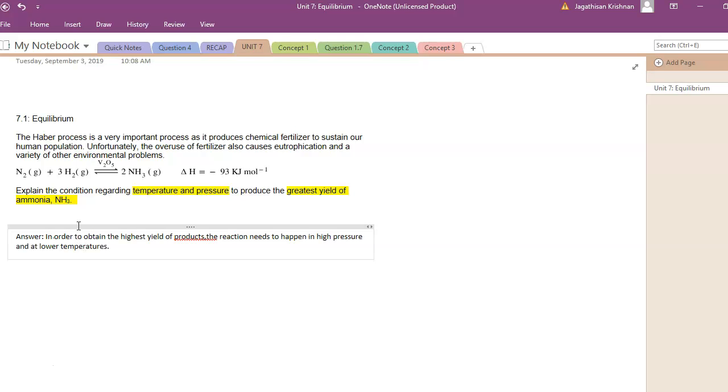However, in your exam papers, there will often be questions that ask why the Haber process would be at higher temperatures. It is usually because they want to increase the rate of reaction. Remember from Unit 6, higher temperatures means faster rate of reaction. So you can add this portion to your answer. So your overall answer would look something like this.